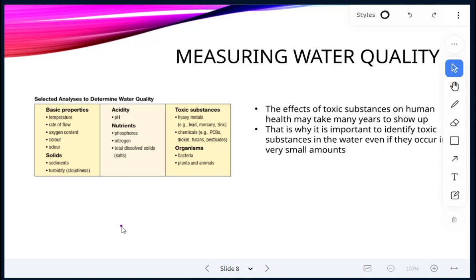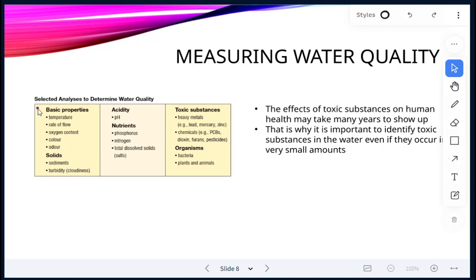All right, so next is measuring water quality. The effects of toxic substances on human health can take many years to show up. That's why it's important to identify toxic substances in the water, even if they occur in very small amounts. So here are some selected analyses to determine water quality.